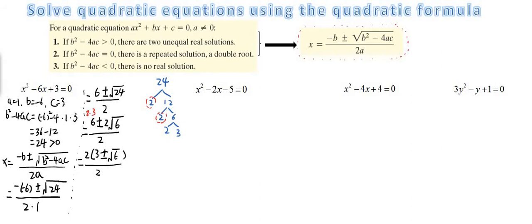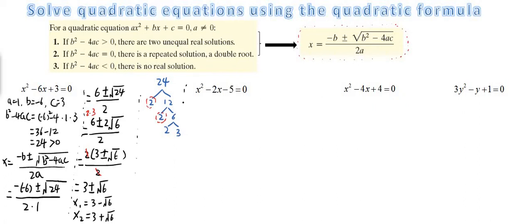Okay, and then we cancel out, and we're going to get 3 positive or negative square root of 6. Okay, so we have 2 solutions. One is 3 minus square root of 6. Another one is 3 plus square root of 6. Okay, so that's the solution.